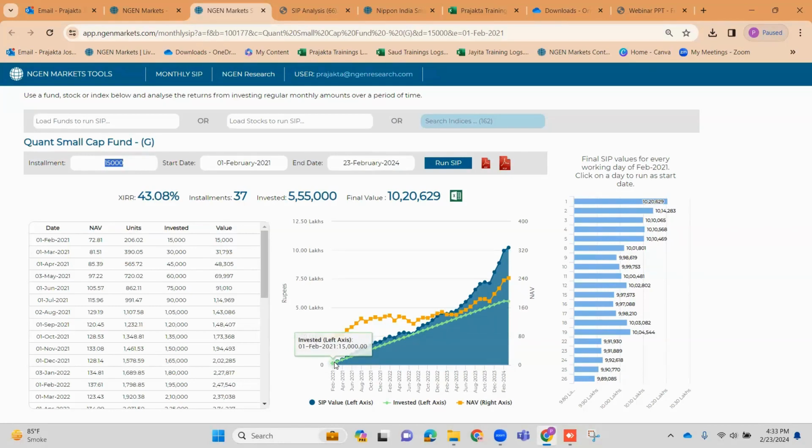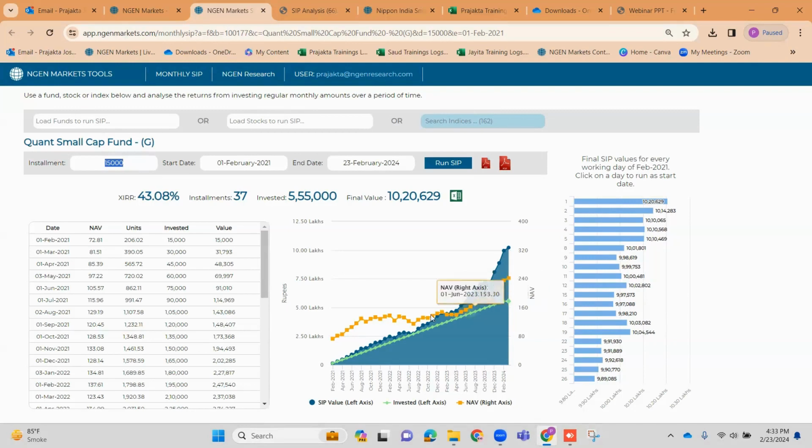So you started with 15,000. The next installment came in, your portfolio became a 30,000 invested portfolio, right? After a while, it becomes a 60,000 invested portfolio, and so on and so forth. Linear increase in the investment till, of course, the end date, that is 22nd of February. So that's a 5,55,000 investment, right?